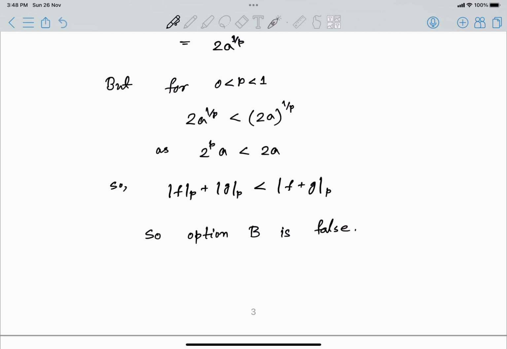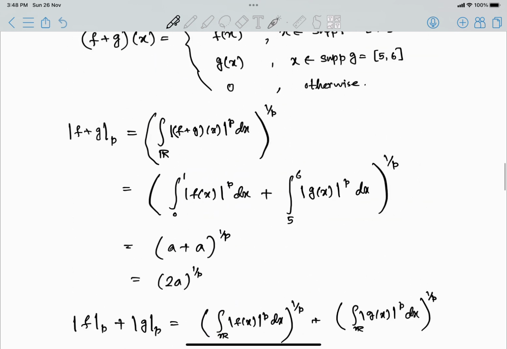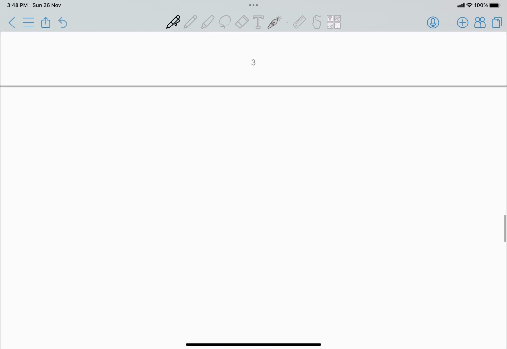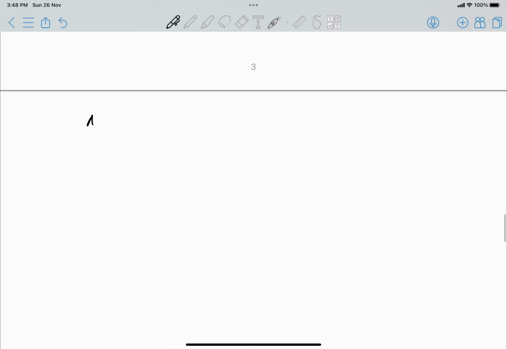Okay, so we have shown that this satisfies the reverse triangle inequality. That is, ||f||_p plus ||g||_p is strictly less than ||f plus g||_p. So therefore option B is false. And what is option A? Option A says that this defines a norm. So option A is also not true.